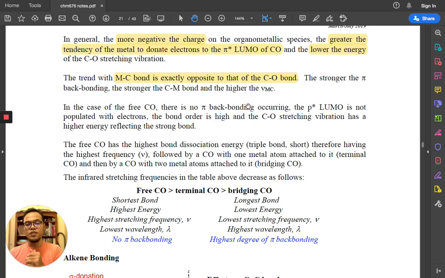Just imagine, if you want to stretch something that is very strong, you will be needing high energy, hence higher frequency. If something is weaker, relatively, you will be needing lower energy. So every time you see something that is higher in terms of frequency on your IR spectra, the first conclusion that you can make is that this must be a very strong bond, relative to some other peaks.